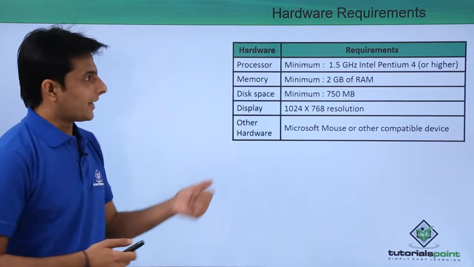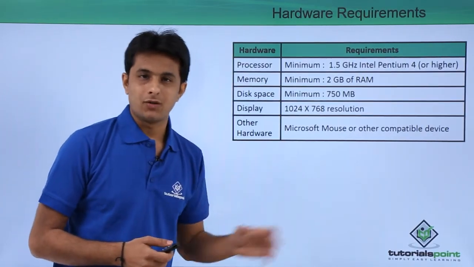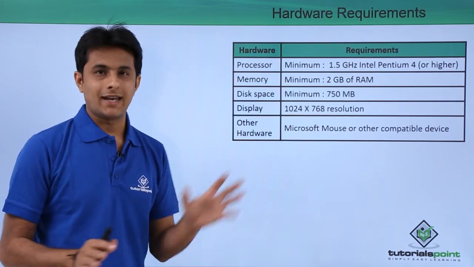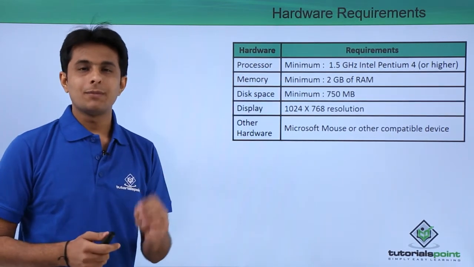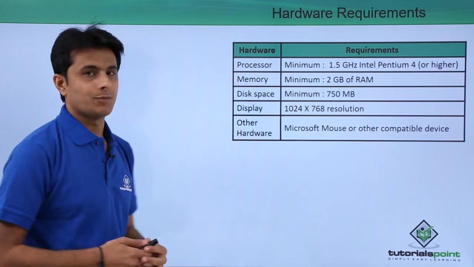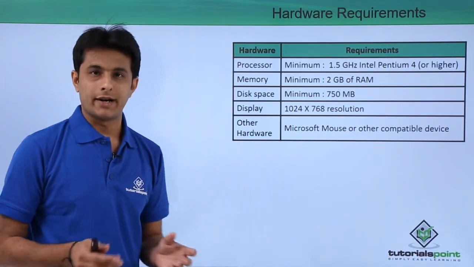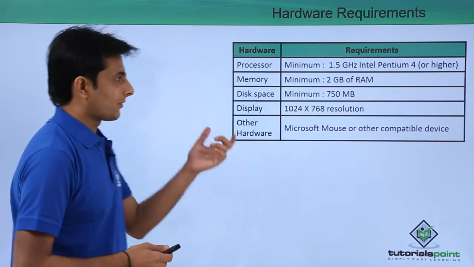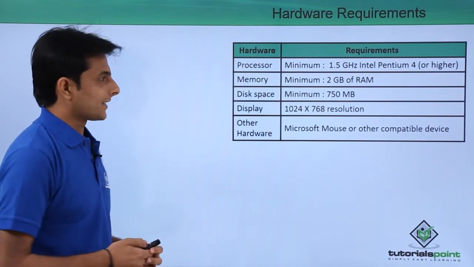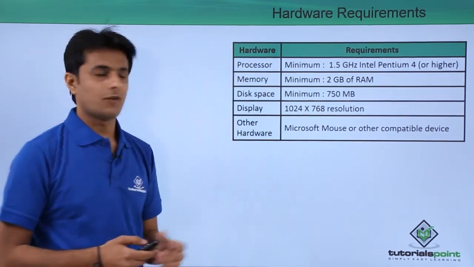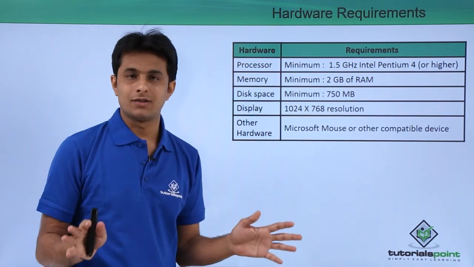You can see I have some hardware requirements which I have jotted down. I request you to pause the screen and have a look at that. So what are the minimum hardware requirements? You can see a processor which is 1.5 gigahertz with Intel Pentium 4 or higher. Memory required is 2 GB of RAM. Second is disk space, which should be 750 MB of blank disk space.